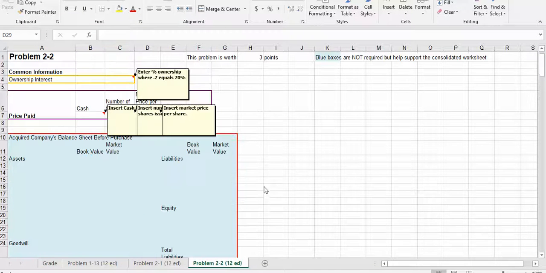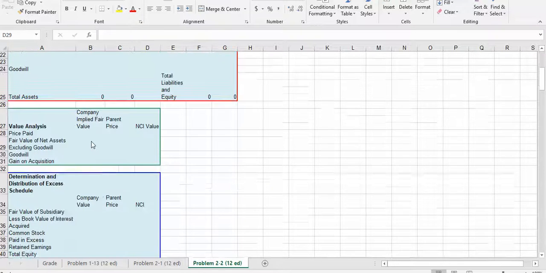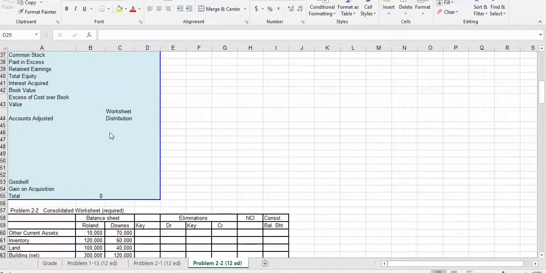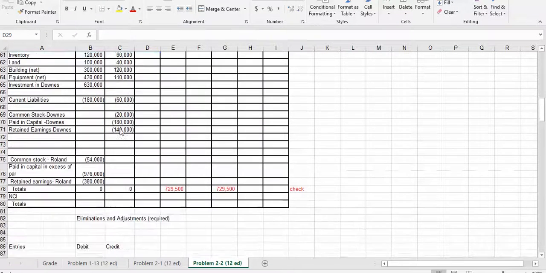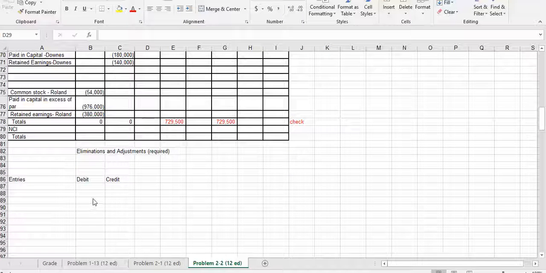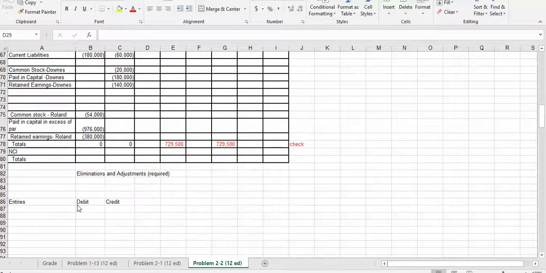So again, looking at the worksheets, these blue worksheets, anything really up here is what I would consider supplemental worksheets. The one that's required is this, and then I do want you to do the entry. But if you do this part, the entry just falls out.